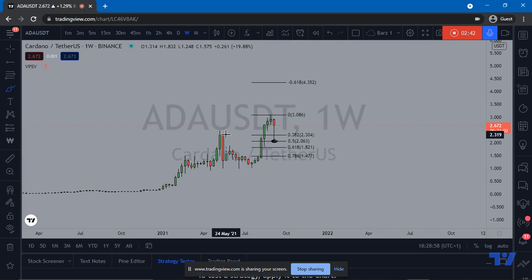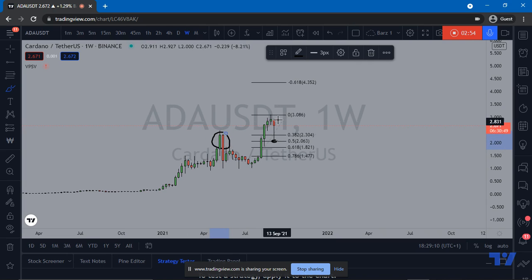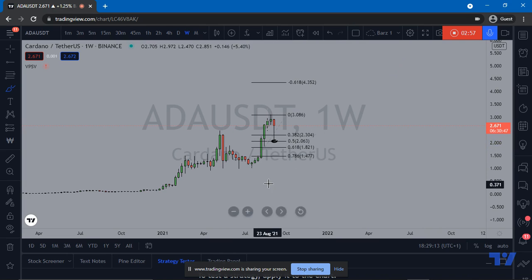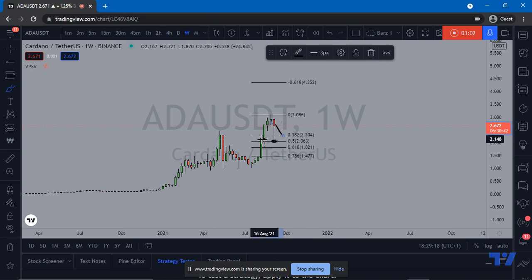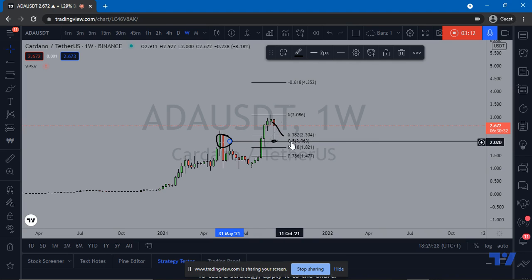However, another thing we have to take into account is the fact that we have a strong level of supply here, right? So far in the market, this has been the strongest level of supply ever in the history of Cardano. And we can see clearly that this week price came back for a retest, right? And we can see that price is rejecting this level of supply, which is also at the same level where we have our 0.5 retracement level. So this is a nice confluence, right?